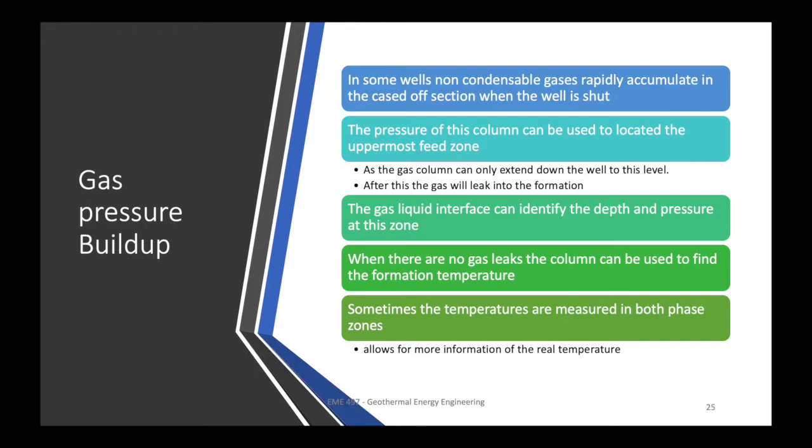Gas pressure buildup. In some wells, non-condensable gases rapidly accumulate in the cased-off section when the well is shut. The pressure of this column can be used to locate the uppermost feed zone, as the gas column can only extend down the well to this level. After this, the gas will leak into the formation. The gas-liquid interface can identify the depth and pressure at this zone. When there are no gas leaks, the column can be used to find the formation temperature.